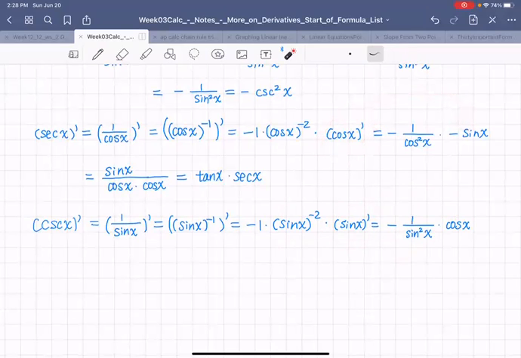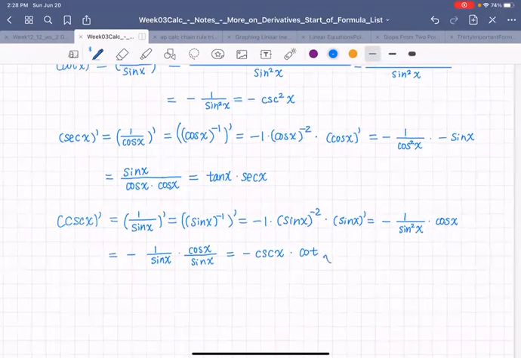Now let's rewrite this. That equals -1 over sine x times cosine x over sine x. So negative cosecant x times cotangent x. That's it.